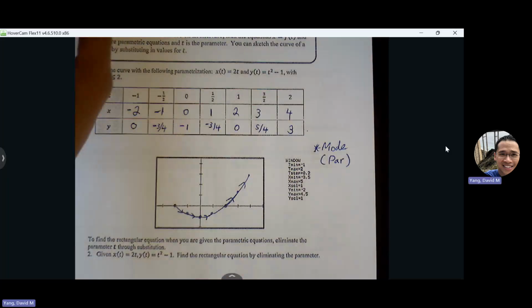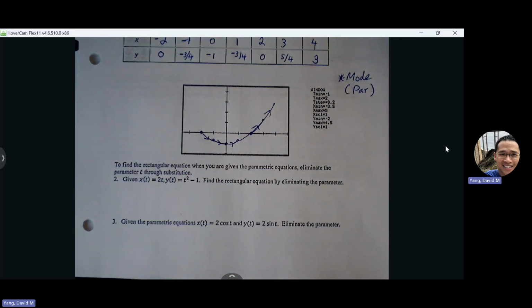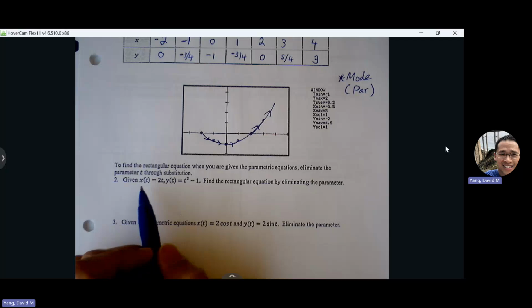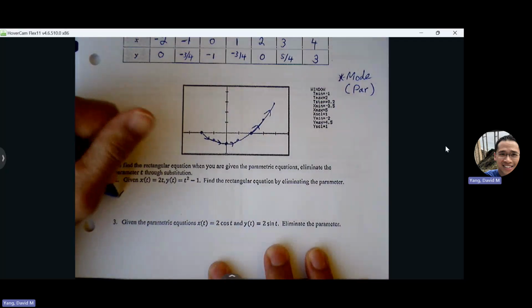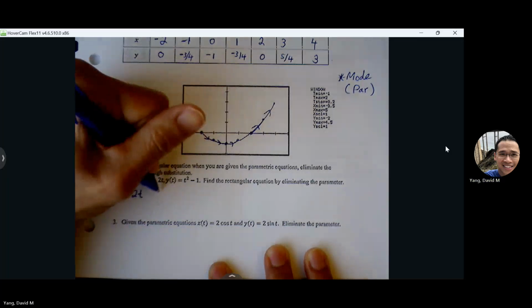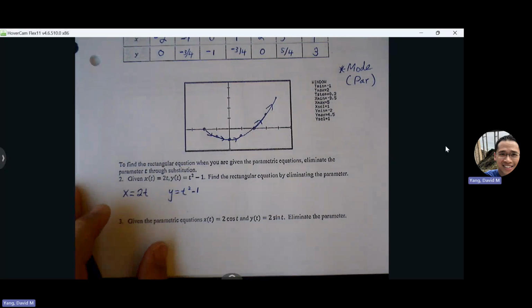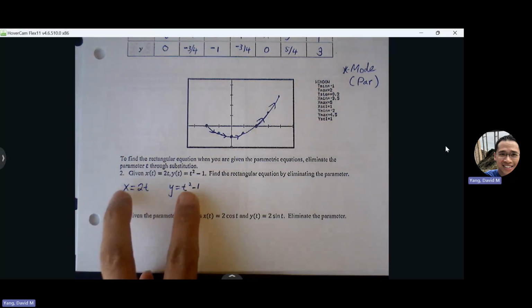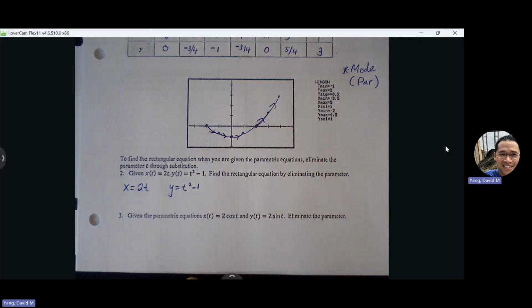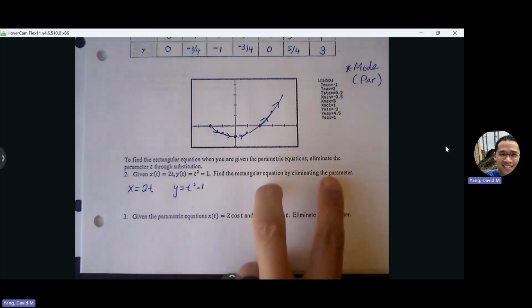So we can also find a rectangular version of this without the t variable. We can eliminate that t parameter through substitution. So given x equals 2t and y equals t squared minus 1, let me write those equations out. Find the rectangular equation by eliminating the parameter. If we eliminate the t variable, we should be able to get it into something that we're probably going to recognize a little bit easier. So we would like to eliminate the parameter, so like to solve for t.